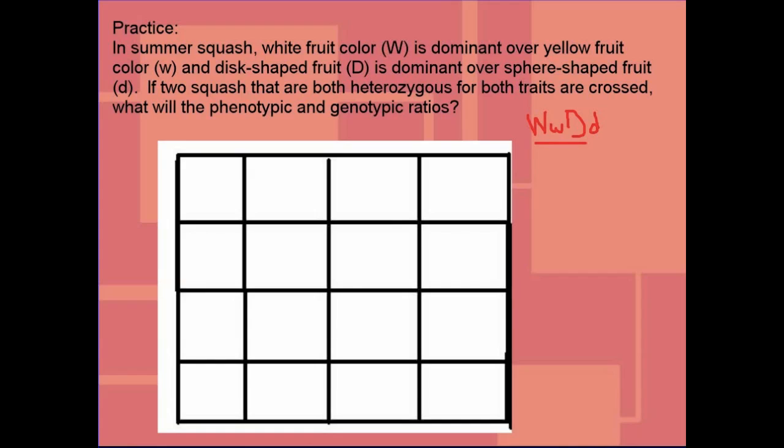Now we need to figure out the 4 possible gametes. And to do this, we use FOIL. So we have our first big W and big D. Our outside big W, little d. Our inside little w, big D. And our last little w, little d. We line these up along the top. And we have the exact same parents, the exact same gametes on the other side.